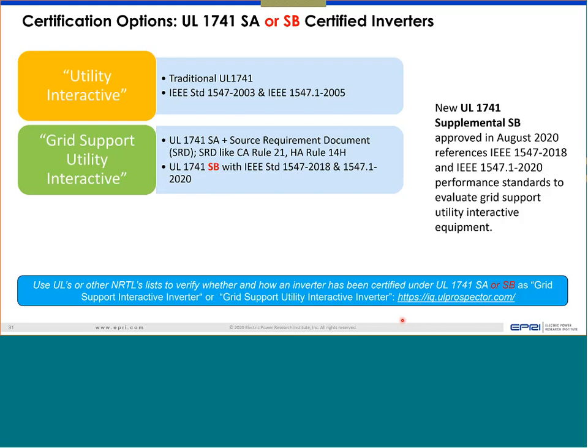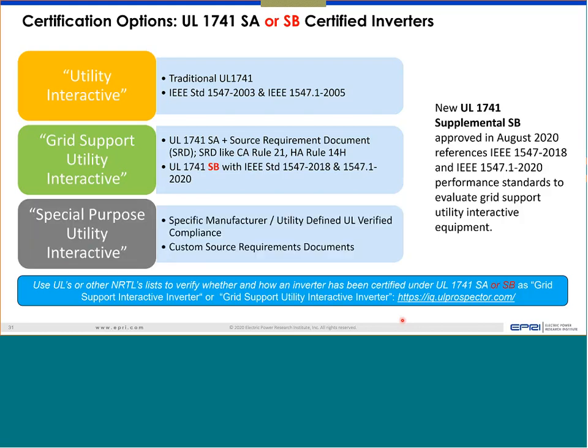That's why this year, I think August 2020, just a couple of months ago, another supplemental was approved, known as UL 1741 SB, which is targeted at 1547 2018 and .1 2020. So if early next year or middle of next year you want to use a 1547 2018 certified product in your project, most probably you should be asking for UL 1741 SB with 1547 2018 as the SRD document, or it will automatically mean that. And the sticker will say grid support utility interactive.